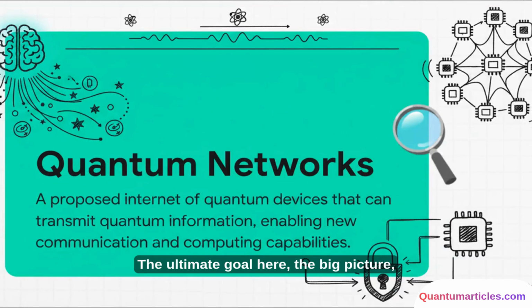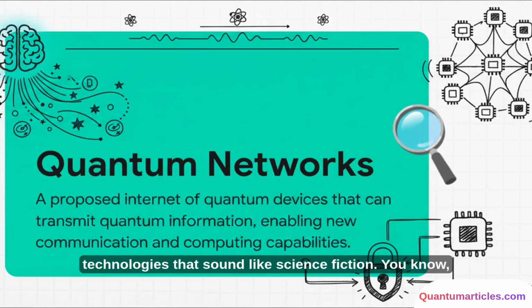The ultimate goal here, the big picture, is to create something called a quantum network. Forget about sending ones and zeros. We're talking about a next-generation internet that transmits pure quantum information. This could unlock technologies that sound like science fiction, like truly unhackable communication and super powerful distributed quantum computers.